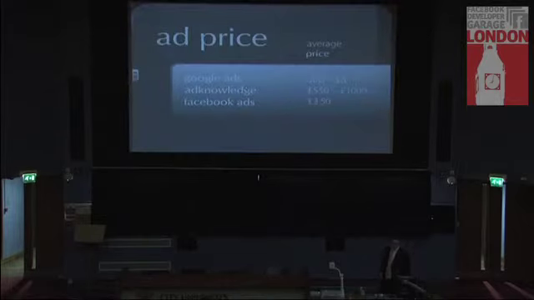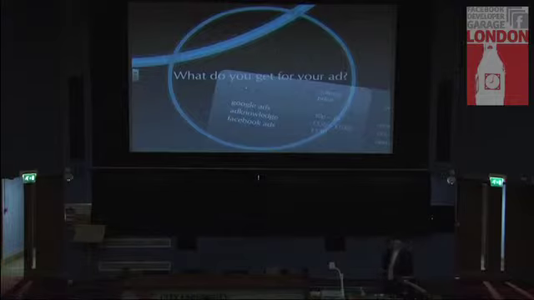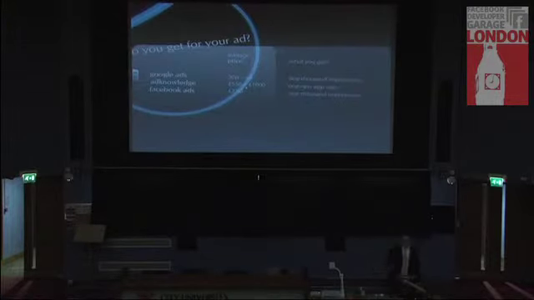So what do you get for that? There's your prices. What do you get for your ad? So on my Google ad, I get 1,000 impressions. On my AdKnowledge app, actually I didn't change the text there, sorry John, you're going to get 1,000 new users. I did the maths on the left and not on the right. And on your Facebook ad, you're going to get 1,000 impressions.